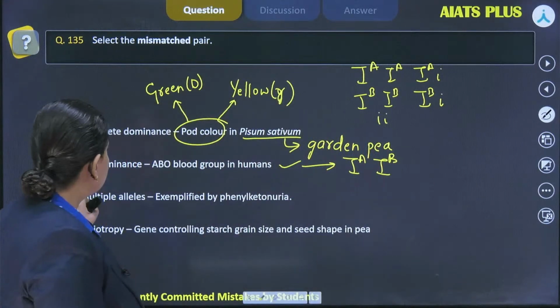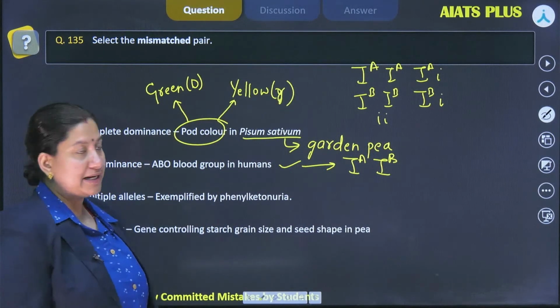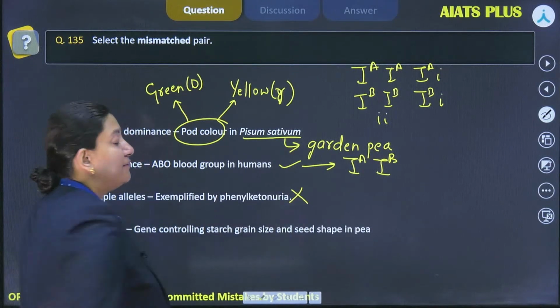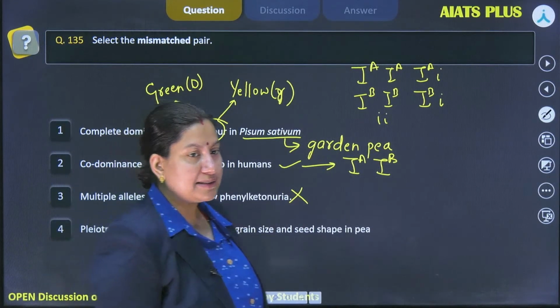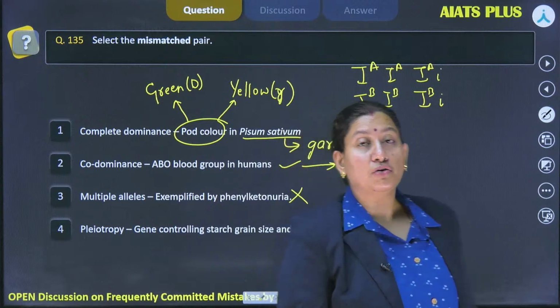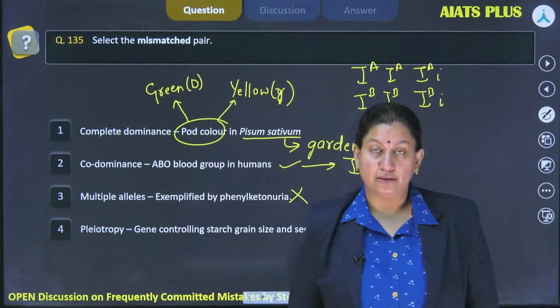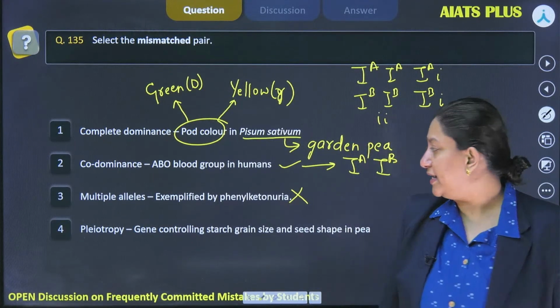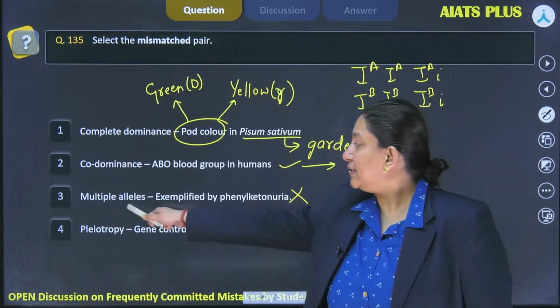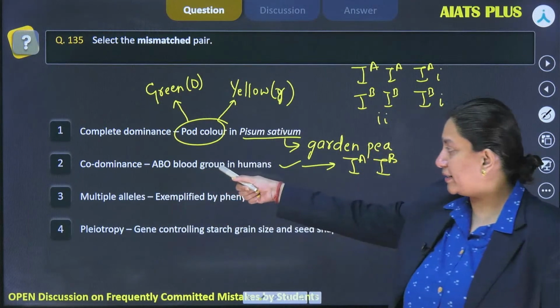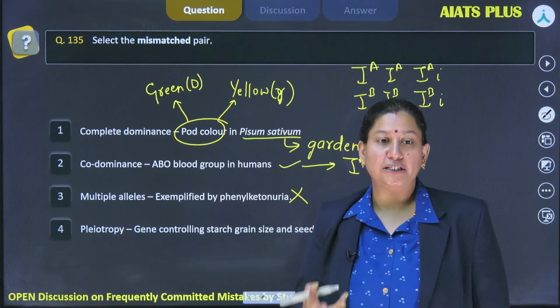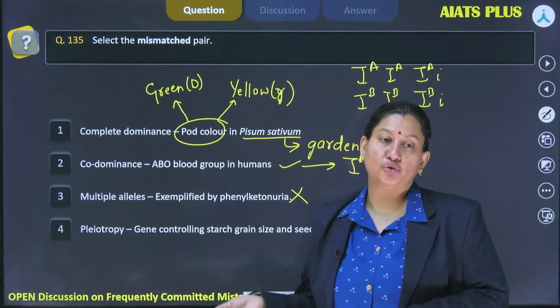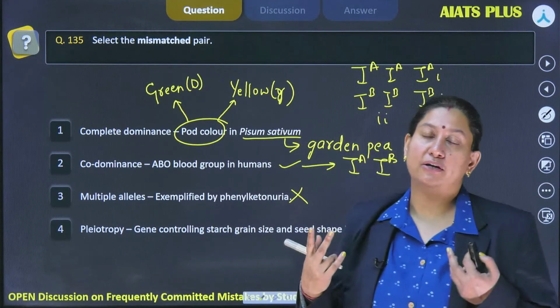Then the third one says multiple alleles exemplified by phenylketonuria. This is incorrect. Phenylketonuria also has this complete dominance thing, but on the contrary, it is a pleiotropic gene which manifests and controls multiple phenotypic expressions, right? So this is incorrect. Multiple alleles, if you want to see an example, you could take the example of the ABO blood group, which has 3 alleles, in contrast to the Mendelian proposition which says there are only 2 alleles for each character.